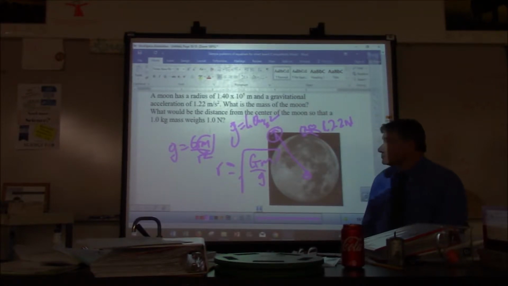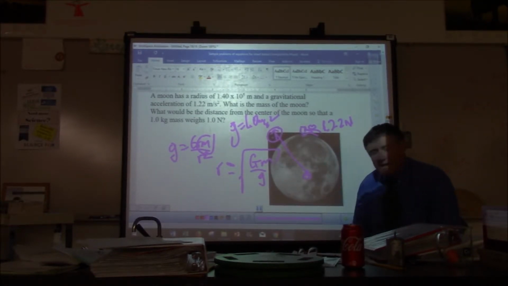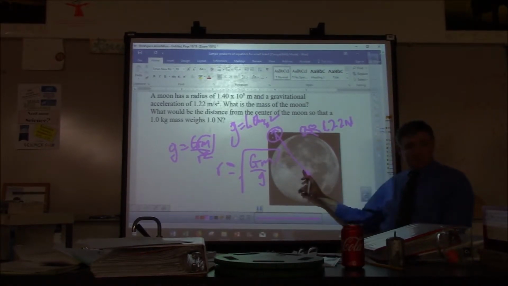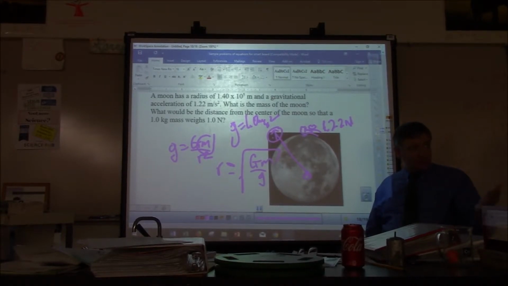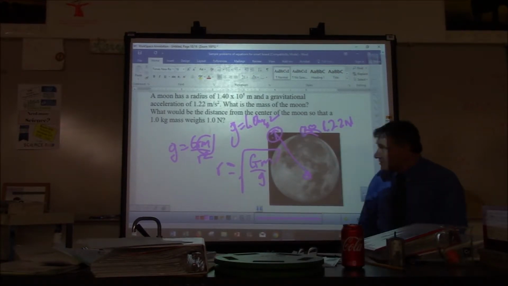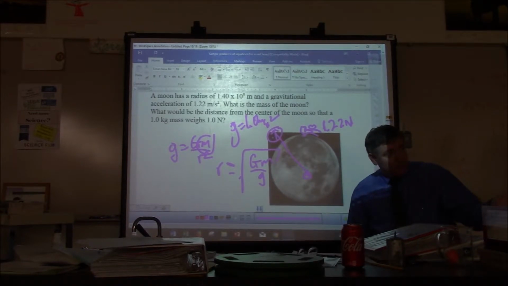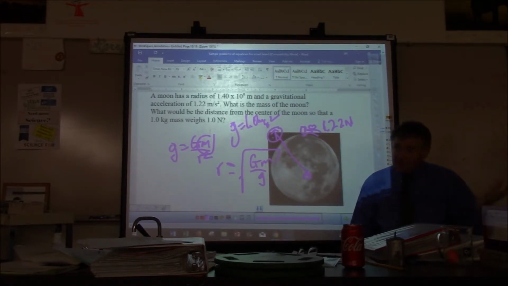1.2. What does my answer have to be bigger than? It has to be bigger than 1.4 times 10 to the fifth, because with the radius of 1.4 times 10 to the fifth, I get an acceleration of 1.22. So it's got to be further out. So when I get that answer, it has to be bigger than that radius. You think it's going to be a lot bigger? No, because I'm only dropping it from 1.22 down to 1. So it's not going to be a lot bigger, but it's probably going to be bigger.